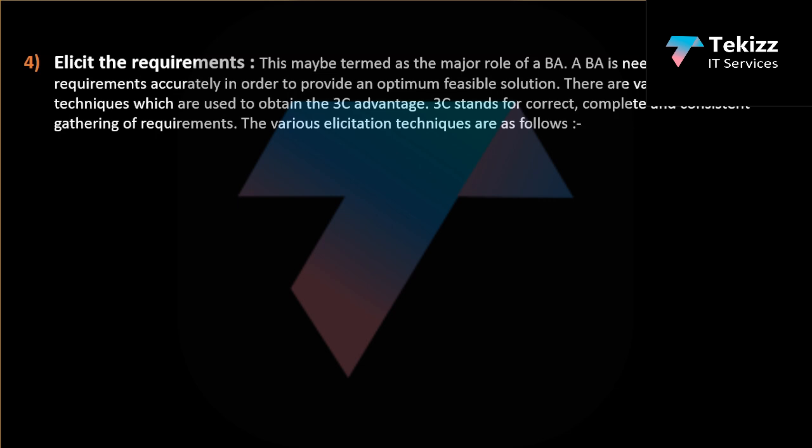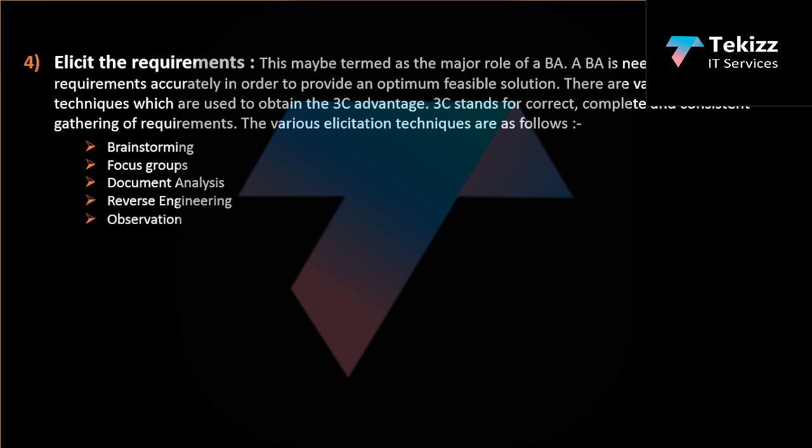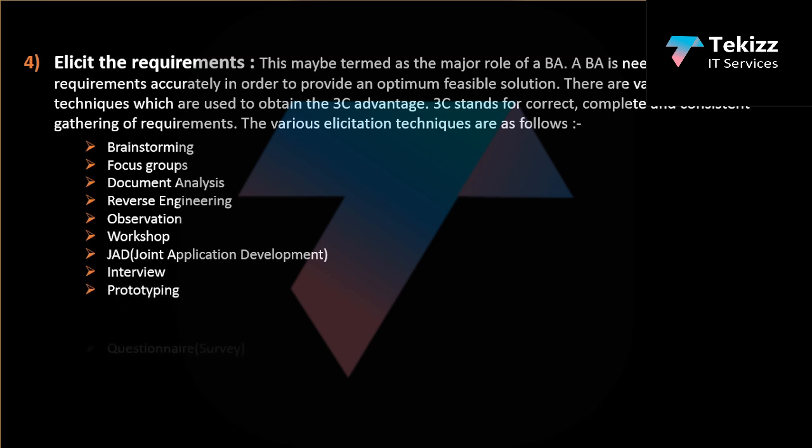So the various elicitation techniques are as follows: brainstorming, focus groups, document analysis, reverse engineering, observation, workshop, JAD, that is called joint application development, the interview, prototyping, and the questionnaire or survey. So this is the way we have to elicit the requirements, and also we have to make the requirements crystal clear to avoid some future chaos.